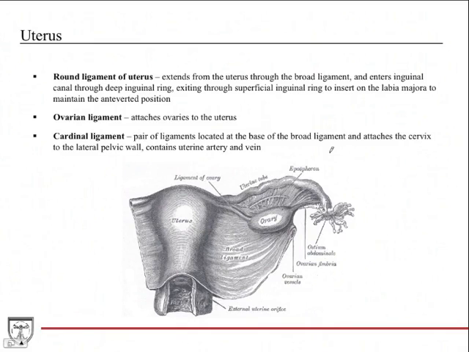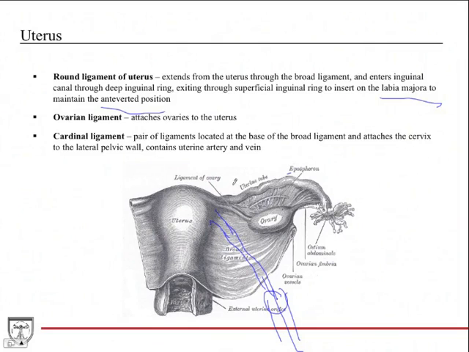Some important ligaments. We've talked about some of these in previous lectures, just to go over again. The round ligament of the uterus extends from the uterus through the broad ligament, so it comes here, where the junction of the ovarian ligament is, and it goes through the broad ligament, and then it enters the inguinal canal through the deep inguinal ring, and then it exits out through the superficial inguinal ring to insert on the labia majora. And what it does is it helps maintain the anteverted position of the uterus, the way the uterus bends anteriorly, and we'll talk about that position in subsequent slides.